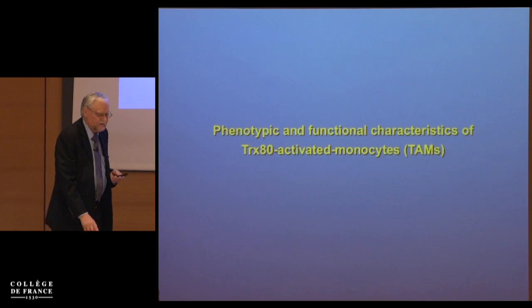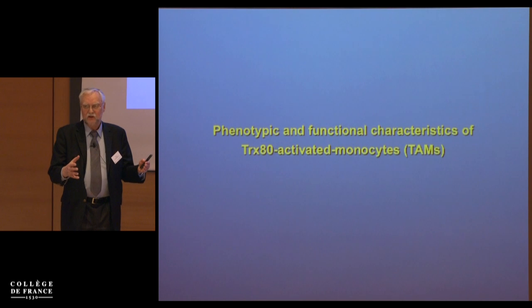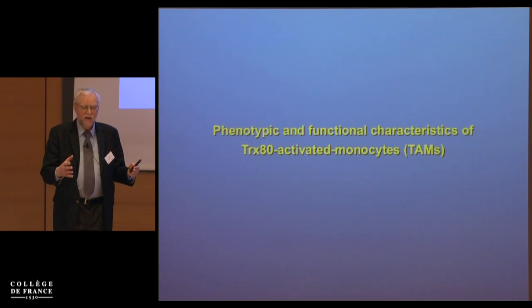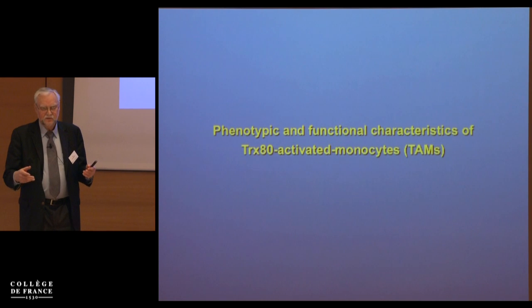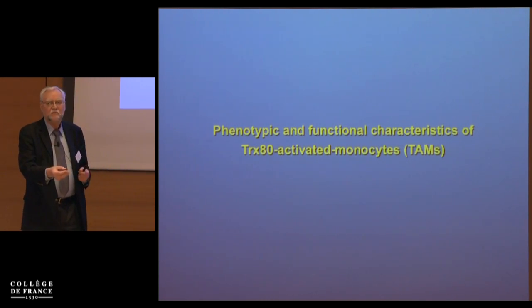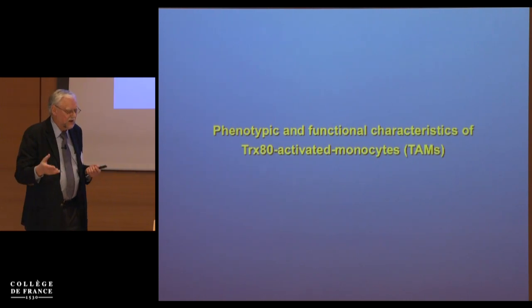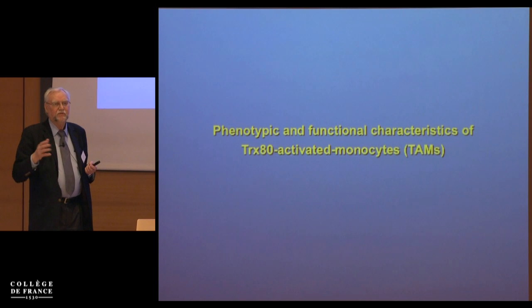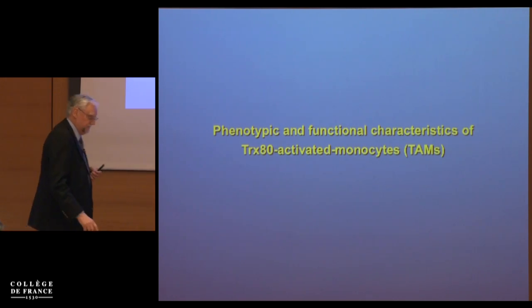Now the characterization, what we found was if we take PBMC cells, and those are cells you isolate from a blood bank, from normal people, containing monocytes, macrophages, T cells, but no B cells. And you add thioredoxin 80, the cells start to grow. So pure thioredoxin 80 is a growth factor for monocytes. And we call those cells TAMs.